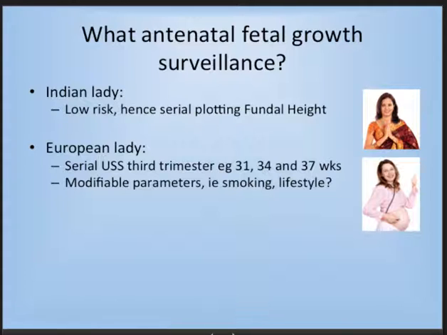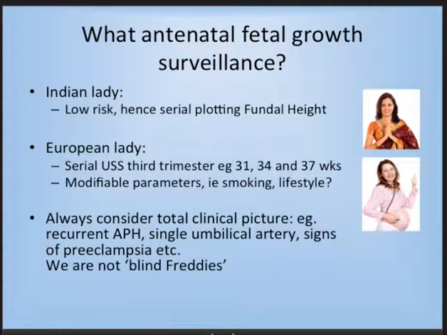Serial ultrasound scans, roughly, for instance, at 31, 34 and 37 weeks. And of course, in the second example, we would need to check whether there are any modifiable parameters which could influence the growth of the baby, such as smoking and lifestyle. So always consider the total clinical picture.